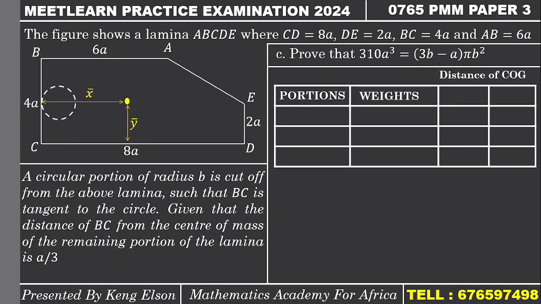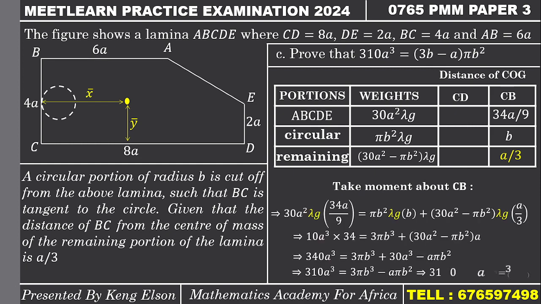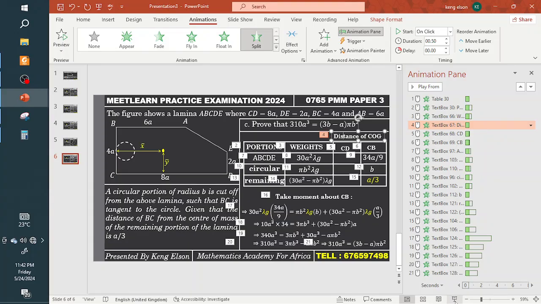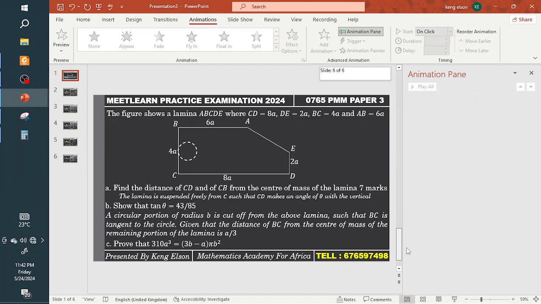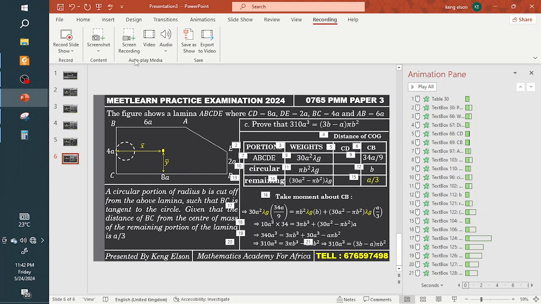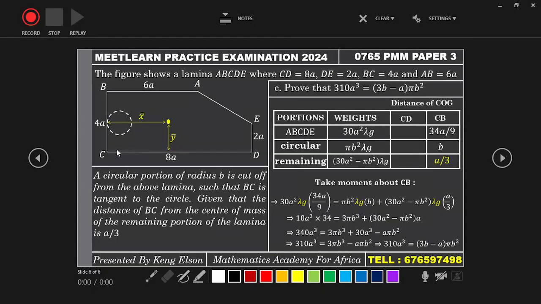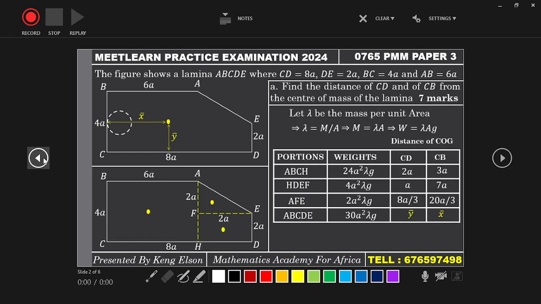Portion, weight, distance from CD and CB, this is a very important distance, we concentrate on that. Like I was explaining, we take moment and the proof is out, and we are basically done with the PowerPoint. That is all. All we need now to do is record. You go to slideshow, you take record from the current, no, from the beginning. Let me go and start from the beginning.